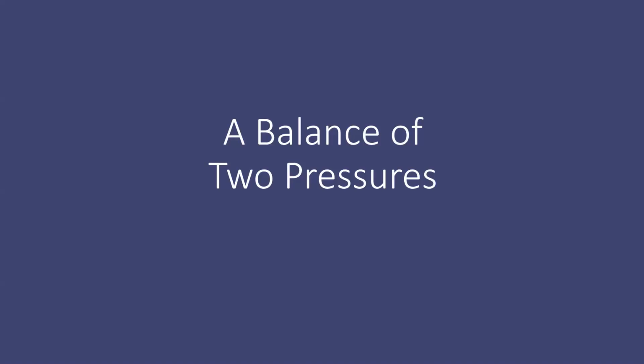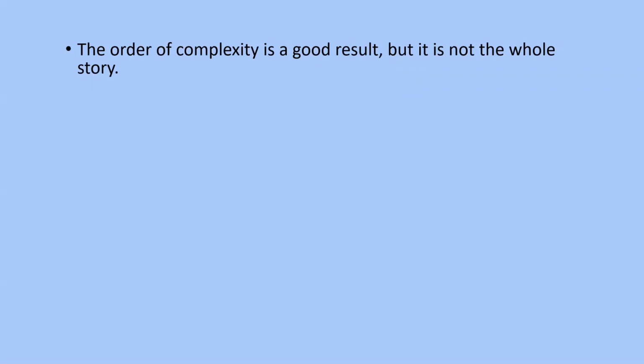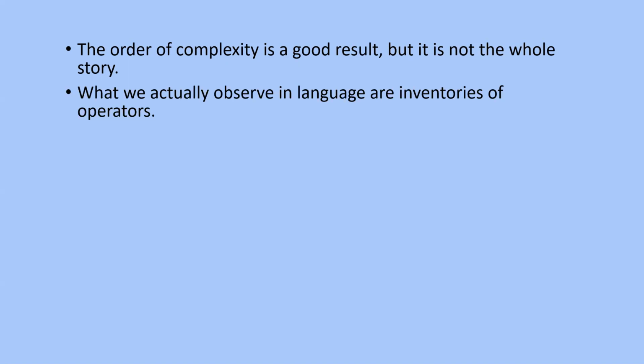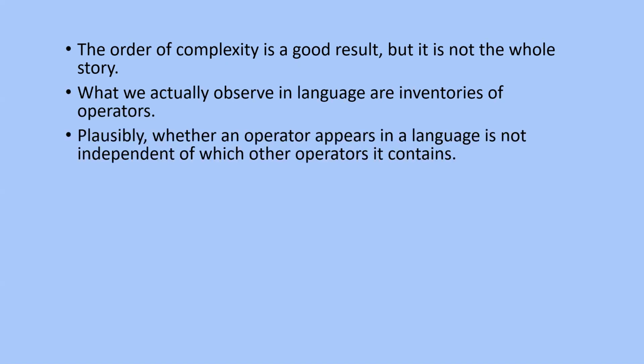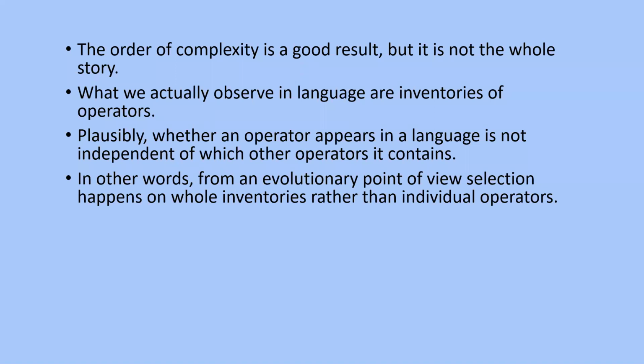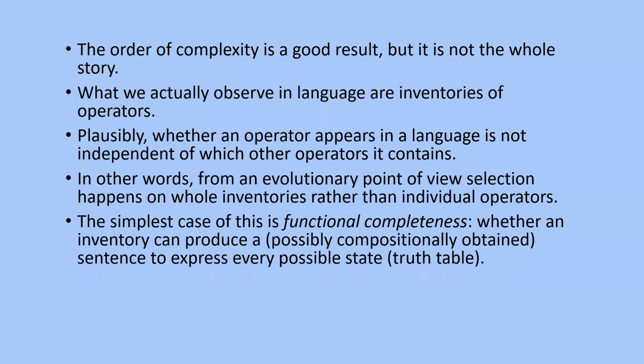The next thing I'm going to talk about is how this plays into a more general picture of language evolution, and we're going to talk about whole inventories of connectives. So the order of complexity, what I've talked about until now, is a good result, but it cannot be the whole story, because what we actually observe in language are inventories of operators. And plausibly, whether an operator appears in language is not independent of which other operators that particular language contains. So from an evolutionary point of view, selection happens on whole inventories of operators rather than individual operators. A very simple case of this would be functional completeness.